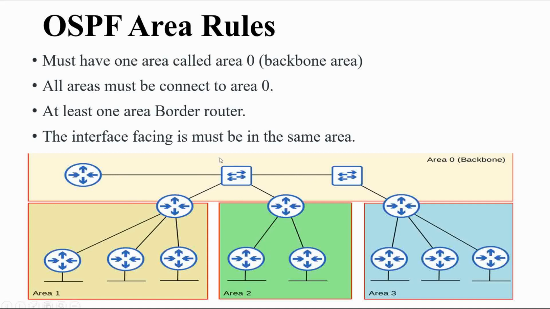So the second rule: all router areas must be connected to area 0. Area 0 is what is called the backbone area. So area 1 should be connected with area 0, area 2 should be connected with area 0, and area 3 will connect to area 0.